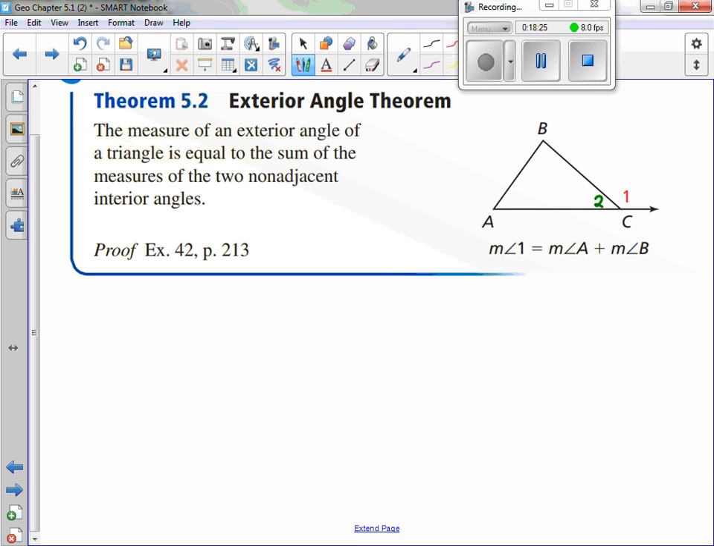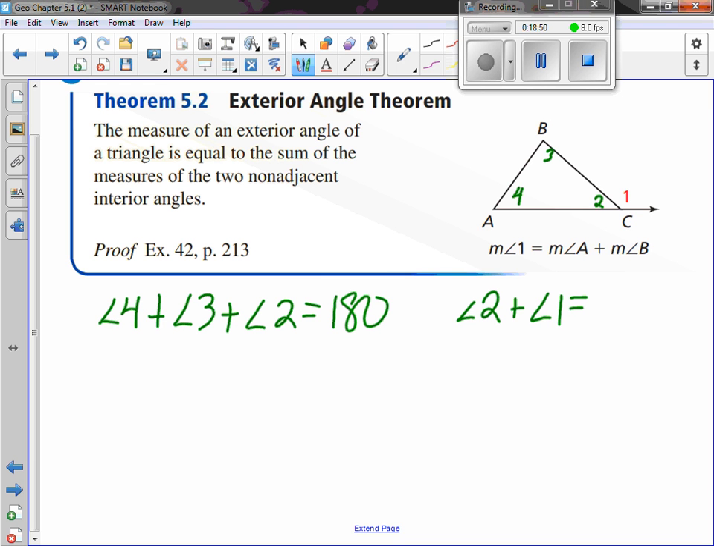I'm going to call these angles 2, 3, and 4. Well, we know that angle 4 plus angle 3 plus angle 2 is equal to 180 degrees, yes? Would y'all agree with this here? What's the first thing we did? We say the sum of the interior angles of a triangle is 180, yes? What do I know about angle 2 plus angle 1? Those equal 180 degrees because they make a straight line, yes?